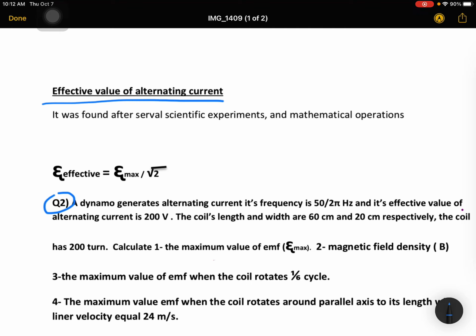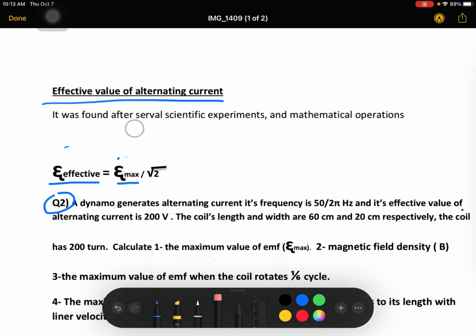So always E effective will be smaller than E max, and always E max is greater than E effective, because that's different, because some of this energy is lost as heat energy. So for example, if E max is 100, E effective will be 90 maybe. Okay, these are just certain numbers.